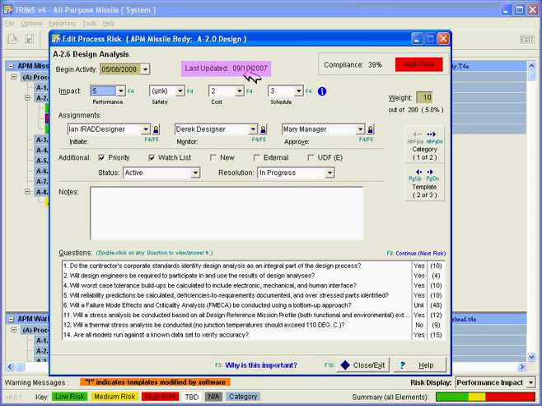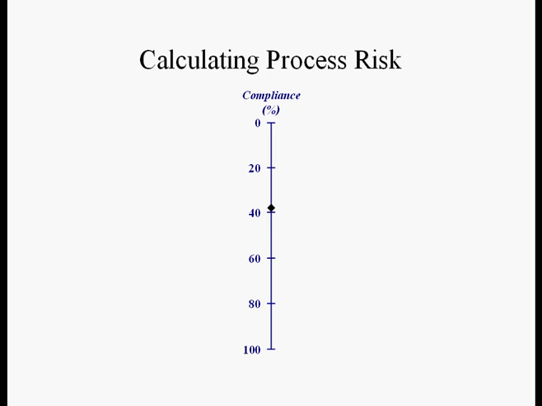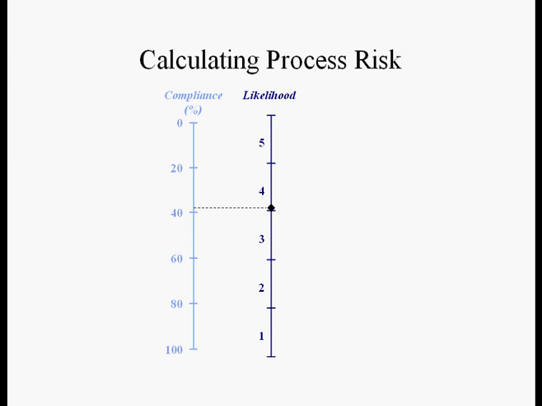Next is the last updated date, which will tell you the last time that anyone made changes to the data on this screen. Here you can see the compliance percentage and the current risk ranking. Compliance is calculated by dividing the number of points from compliant questions by the total points available for the template. This percentage is then used to calculate the likelihood of occurrence.